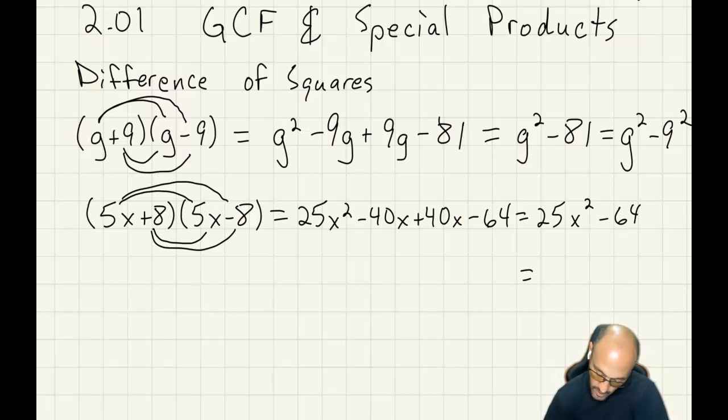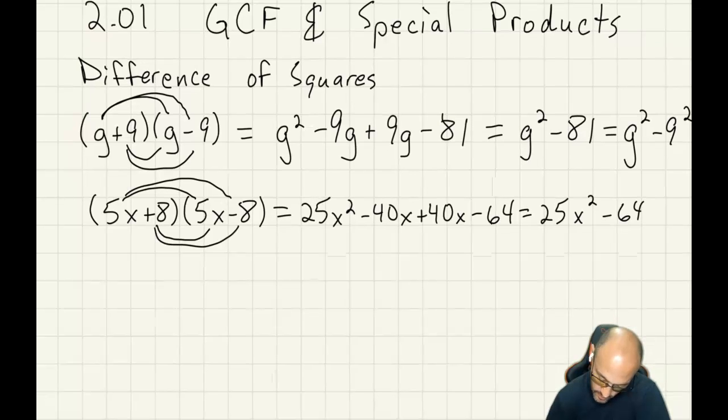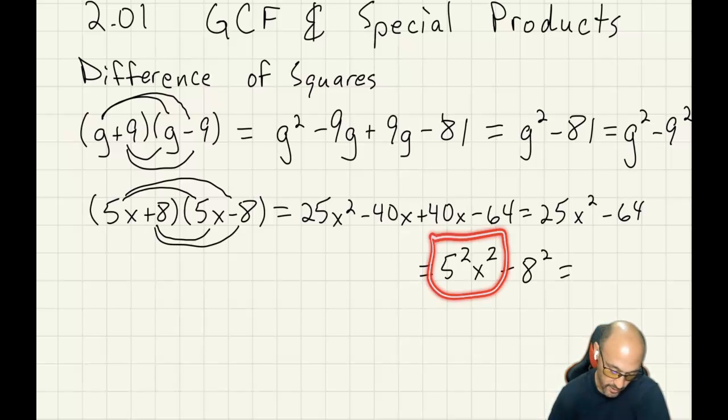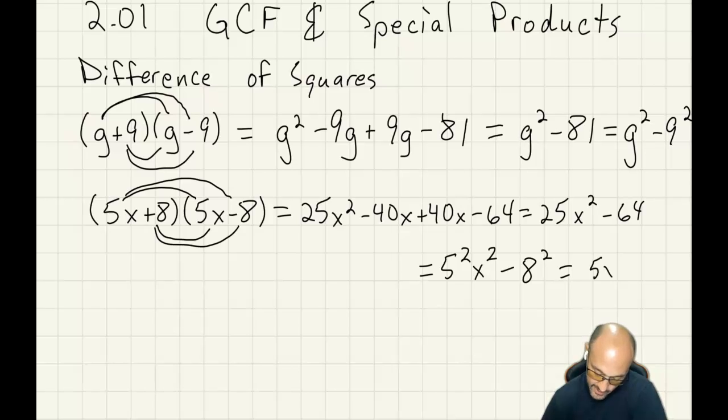And I'm going to rewrite that again. This time, I'm going to rewrite 25 as 5 squared, and write the 64 as 8 squared. And now this part right here, 5 squared times x squared, I can rewrite as the quantity 5x squared minus 8 squared. So again, this is a difference of squares.